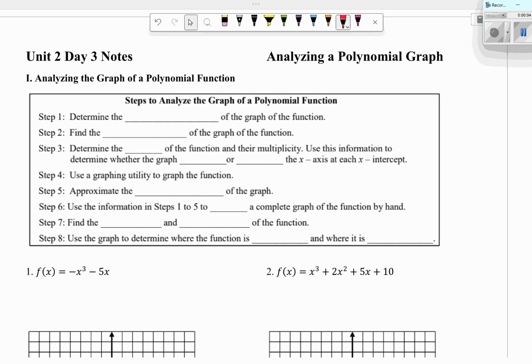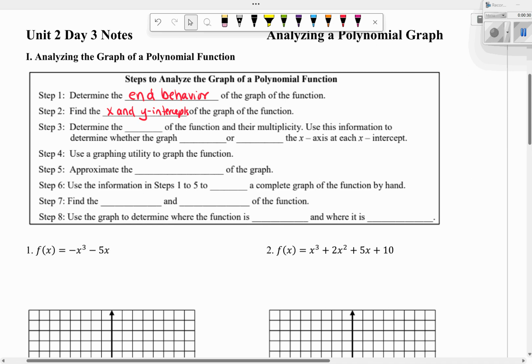Today we're going to talk about analyzing the graph of a polynomial function. So first we're going to determine the end behavior of the graph for the function. Then we'll determine the x and y intercepts of the graph. And then we're going to determine the zeros of the function and their multiplicities.